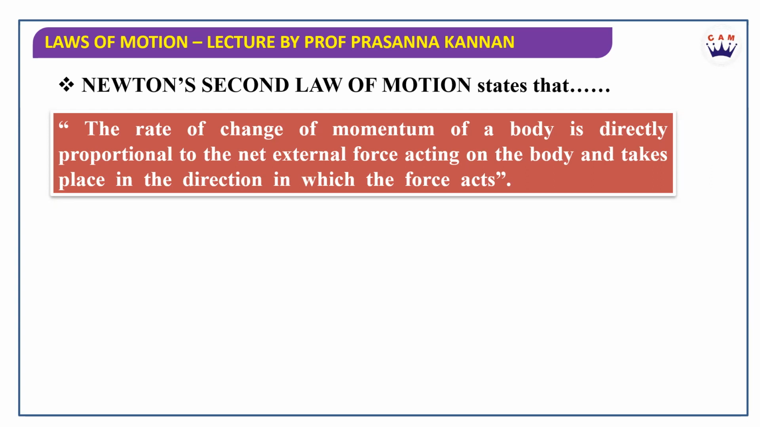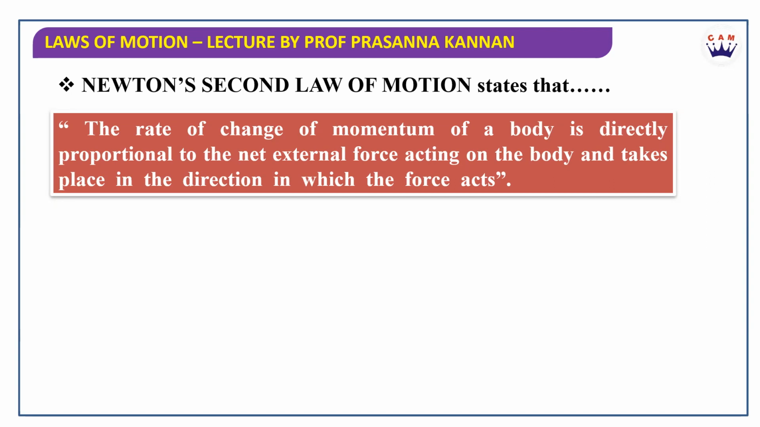If momentum I am representing by P, what is change in momentum? Delta P. With respect to what? Time. So F is directly proportional to delta P divided by delta T, change in momentum by change in time. That is called average force. Instantaneous force at a particular instant is given by dP by dt.